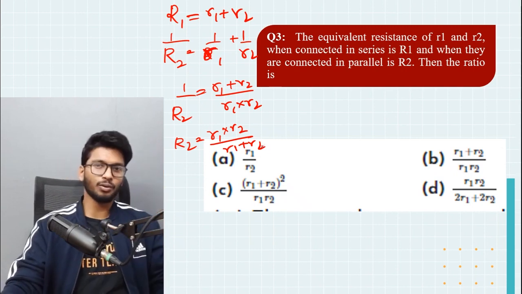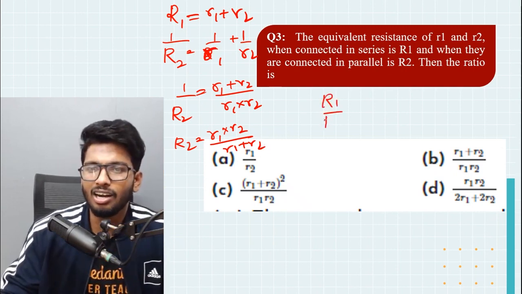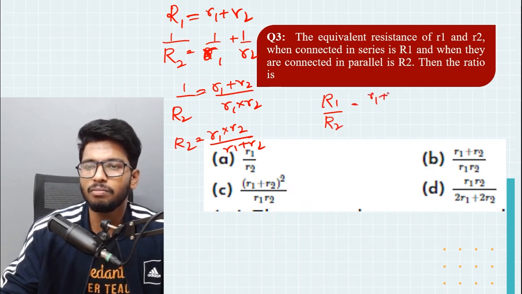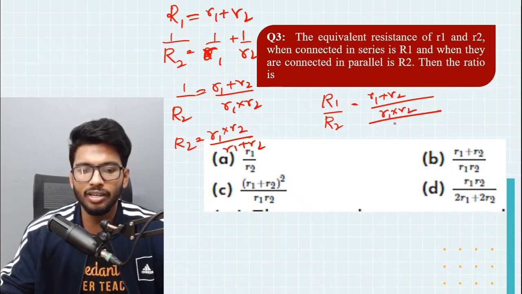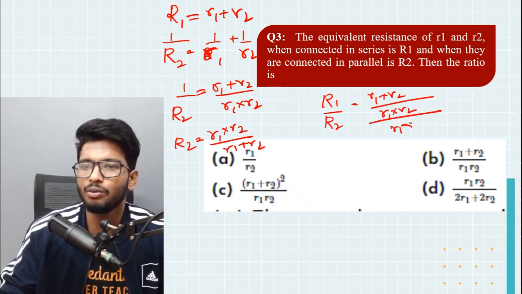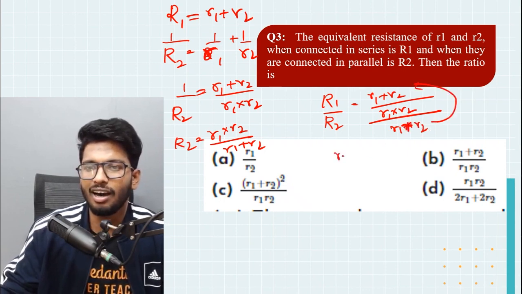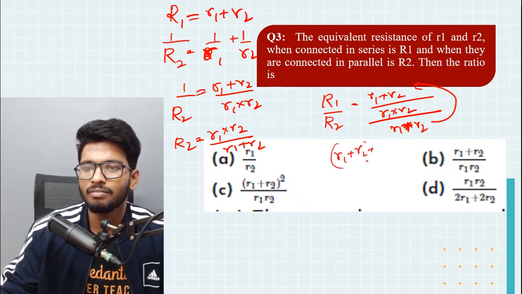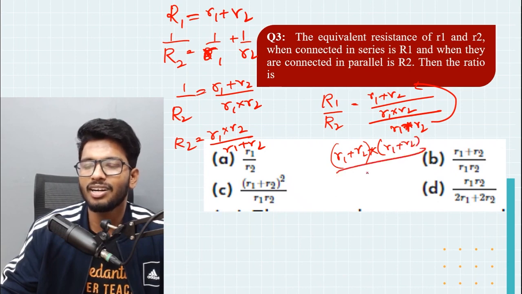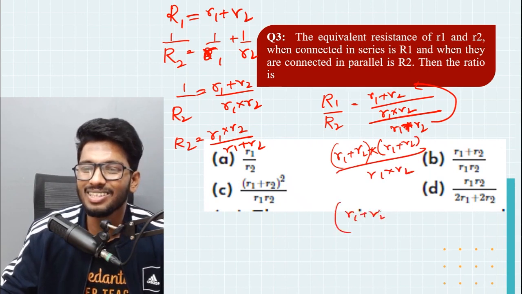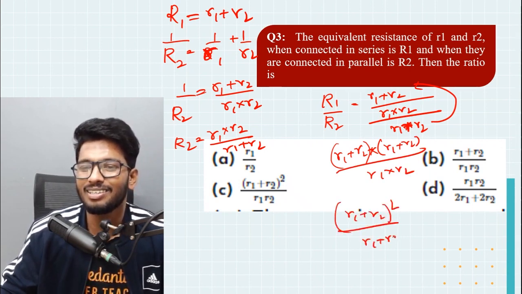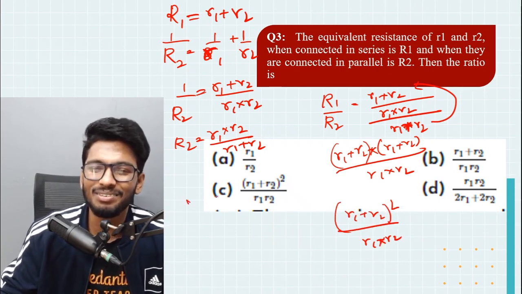Now you're supposed to find out the ratio. So if I take R1 by R2 as the ratio, then it's R1 plus R2 whole divided by R1 into R2 whole divided by R1 plus R2. This will go to the numerator. So what will you get? R1 plus R2 into R1 plus R2 divided by R1 into R2. So you'll get R1 plus R2 the whole square divided by R1 into R2. So the answer to this question would be option number C, guys.